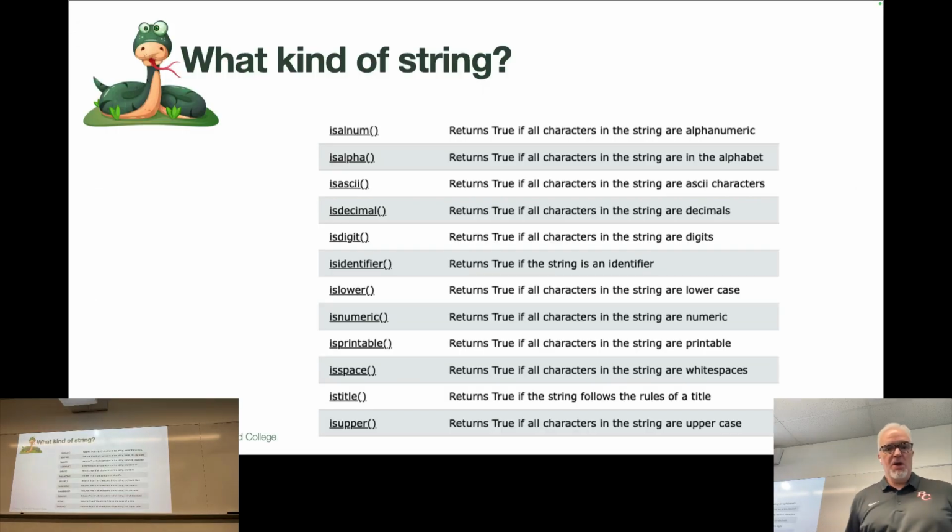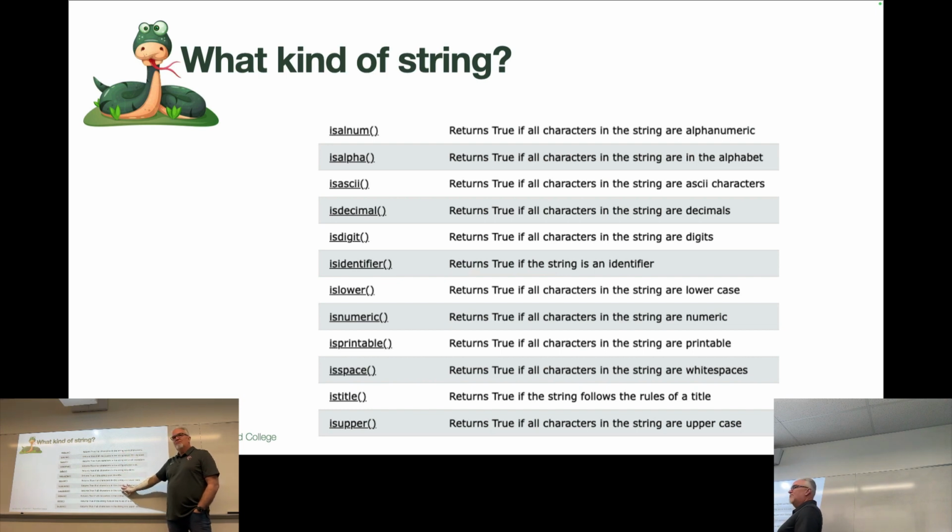So we have all kinds of these. What kind of a string is this, sort of methods in string methods? And they all start with is alphanumeric, is alpha, is ASCII, is decimal, is digit, is identifier. This one tests to see if it follows the rules of variable naming. So if a string could be a valid variable name, it will return true. So that's interesting. This is used, by the way.